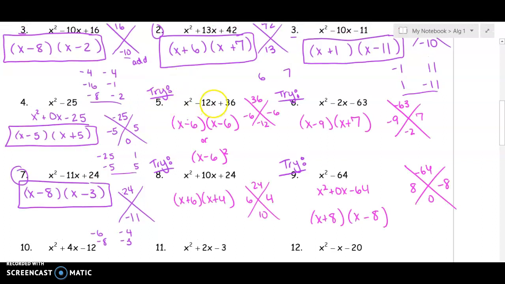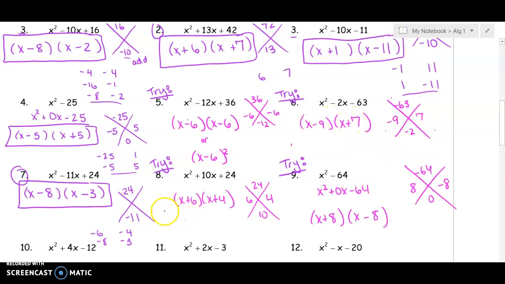With number 5, it's got to multiply to be 36, add to be -12. Those two numbers are going to be -6 and -6. So you could put x minus 6 times x minus 6, or if you wanted to, you could put x minus 6 quantity squared, since there's two of them being multiplied together. Either answer is totally fine. For number 6, you have to multiply to be -63, add to be -2. Those two numbers are going to be -9 and 7, and so it's x minus 9 times x plus 7.